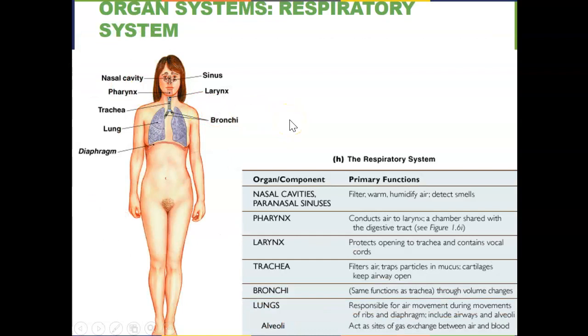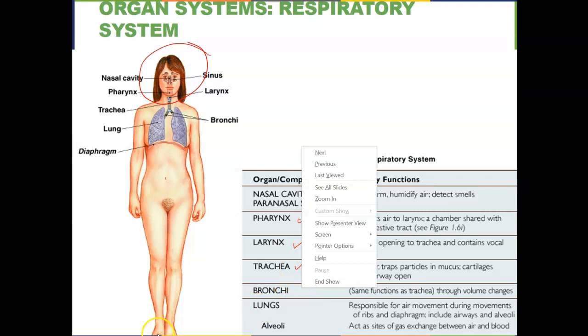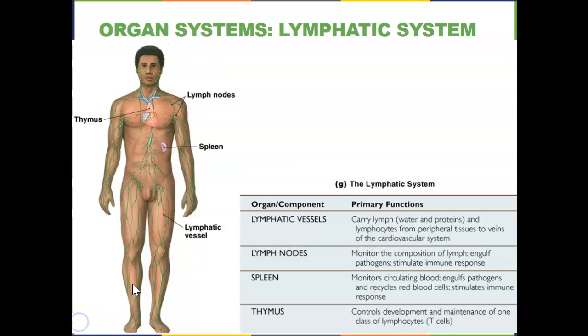Now, the respiratory system allows air to enter the body for gas exchange and exit the body. The respiratory system starts with nasal cavities, paranasal sinuses way up here in the head, leads down through the pharynx, across the larynx, which allows us to vocalize. We have the trachea, which leads down to the bronchi, the lungs, and eventually the alveoli where gas exchange happens.